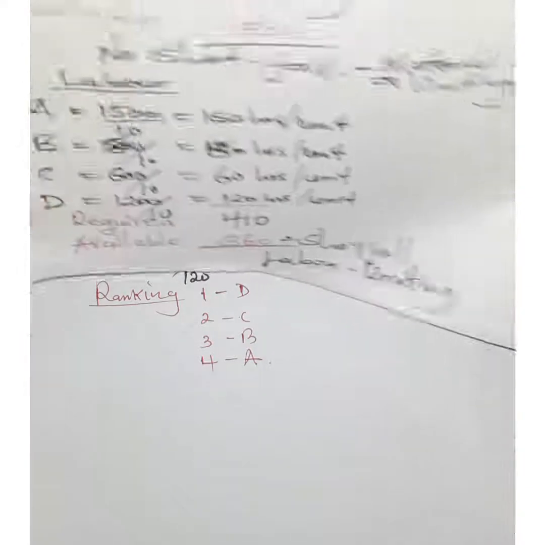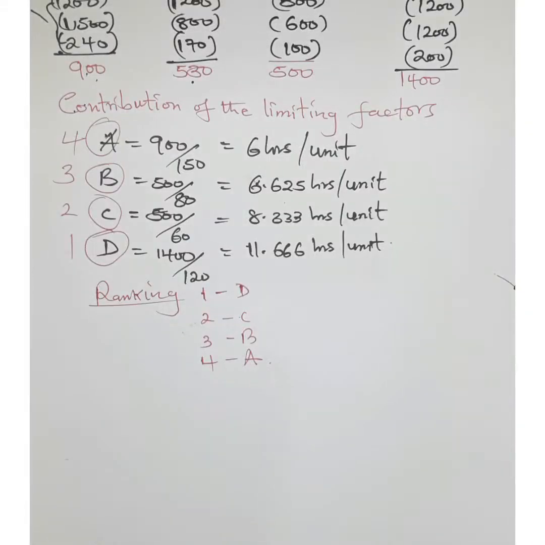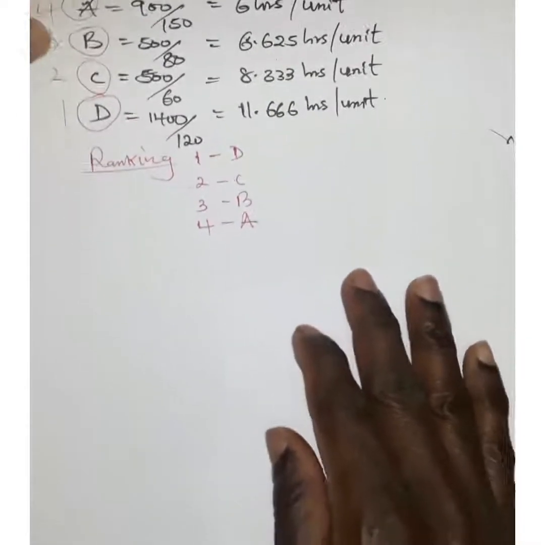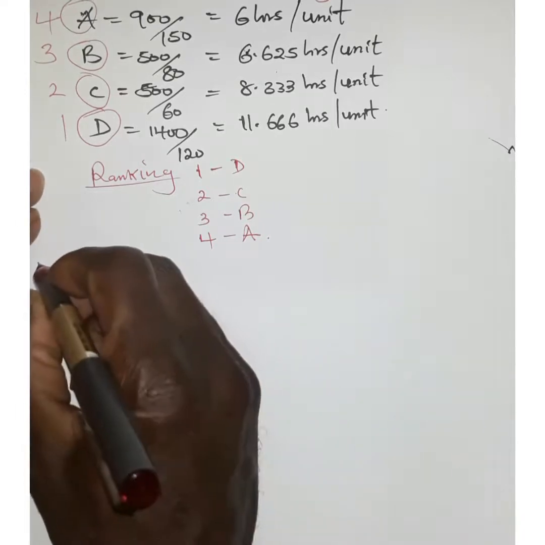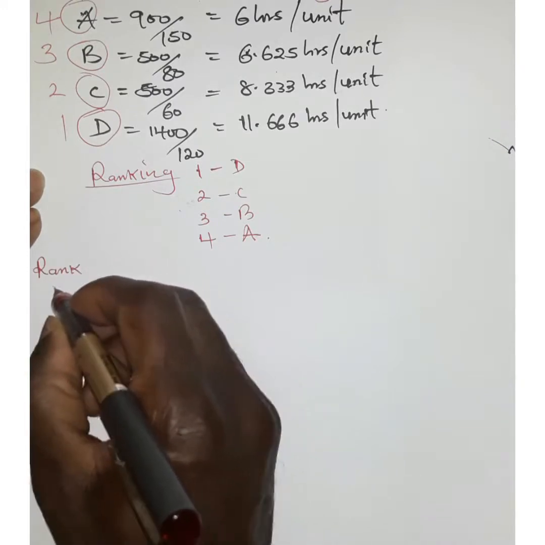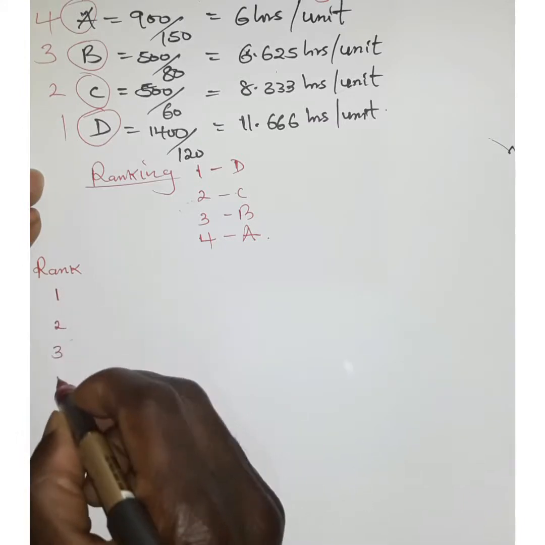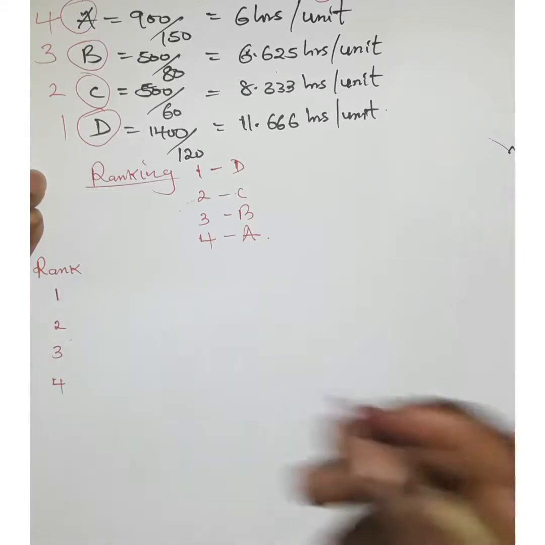Then now we are supposed to do the allocation according to the ranks that we have calculated. After doing the ranking, I would want us to go ahead and formulate a new table in which you are going to have the ranks, which is actually 1, 2, 3, 4. After the rank, we are going to have the product.